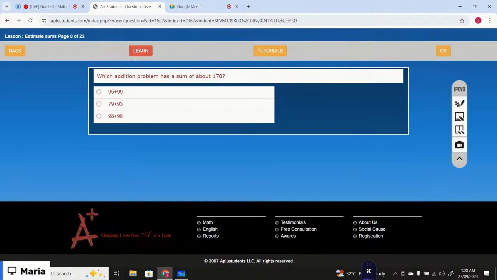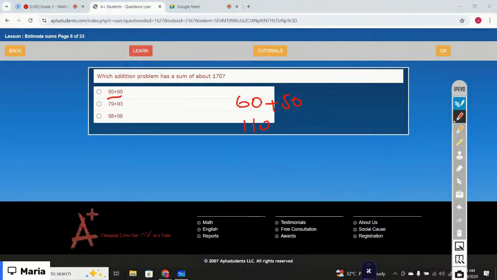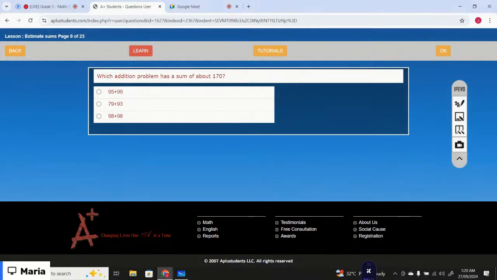Which addition problem has a sum of 170? Which is the correct option? 95 plus 95, they both would be rounded off to 100, right? So together they make 200. This isn't the correct option. Then the second one, 79 is estimated to 80 and 93 is estimated to 90. So when you add, that makes 170. So option number 2 is the correct option, right? That's the second option, 79 and 93.